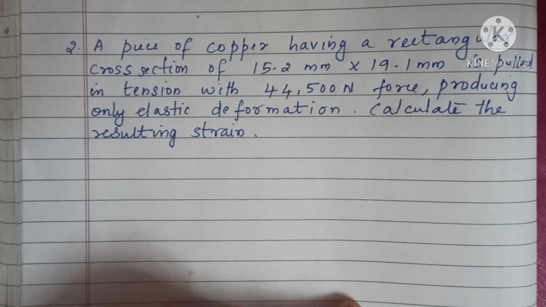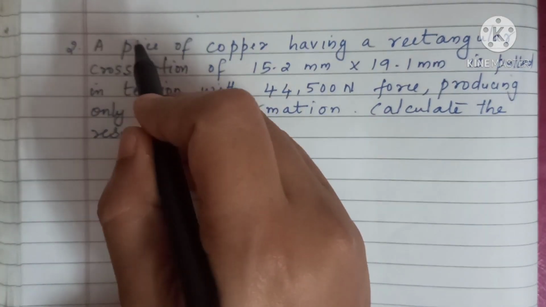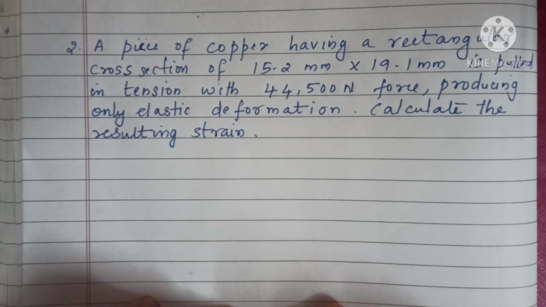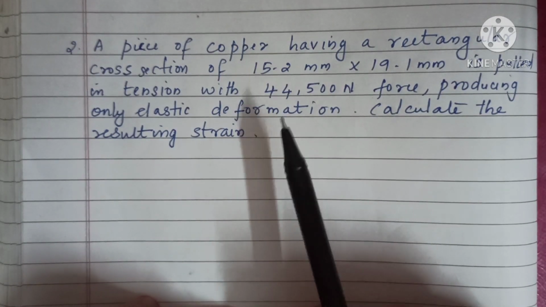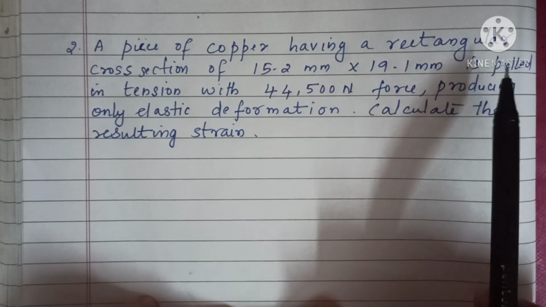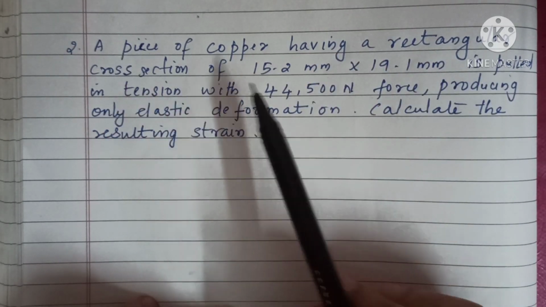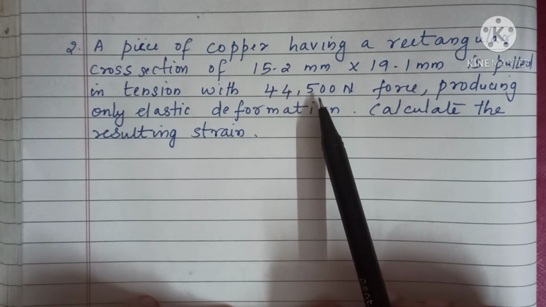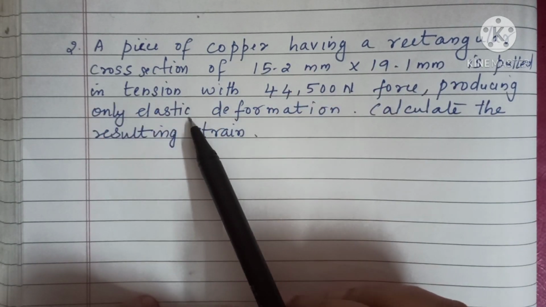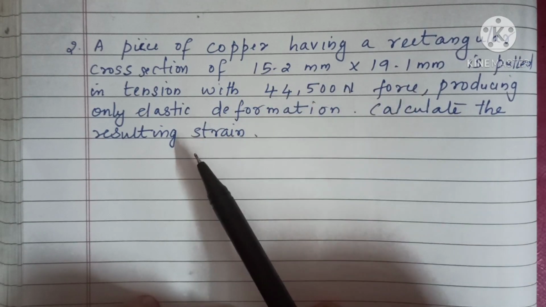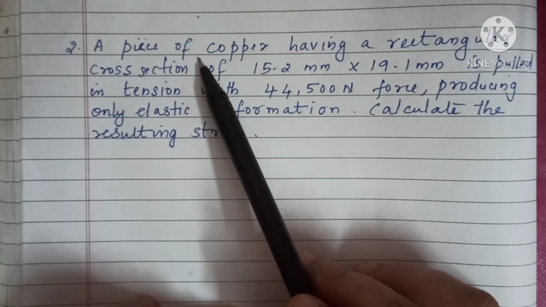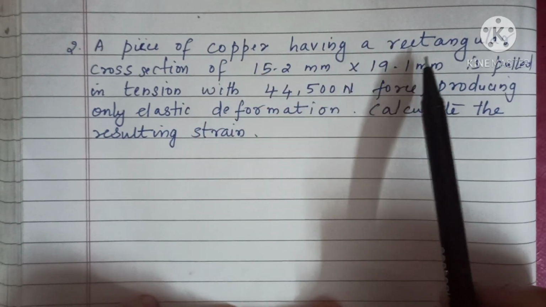So our second question is a piece of copper having a rectangular cross section of 15.2 millimeter into 19.1 millimeter is pulled in tension with 44,500 Newton force, producing only elastic deformation. Calculate the resulting strain.